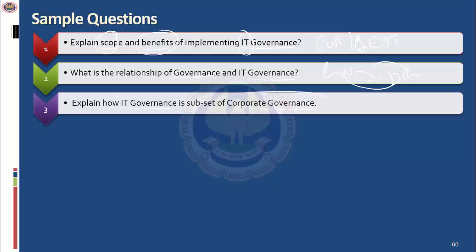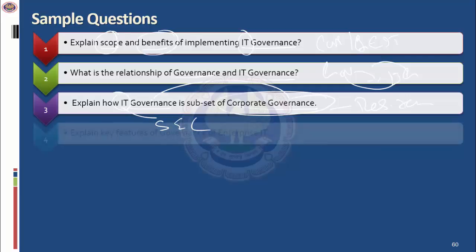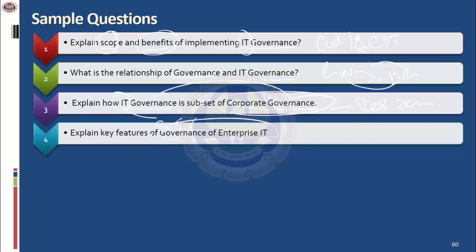In this case, you should clearly explain that corporate governance is a regulatory requirement for all corporate entities. And IT is used in most corporate entities. And when IT is being used for a strategic and a competitive advantage, it's important that they apply the principles of corporate governance to IT, and that's where it becomes IT governance. Explain key features of governance of enterprise IT. So here, we're talking about the word enterprise, which means we are looking at IT as the building block for the enterprise pertaining to achieving the business goals. So they need to ensure that the concepts of governance are applied to enterprise IT.